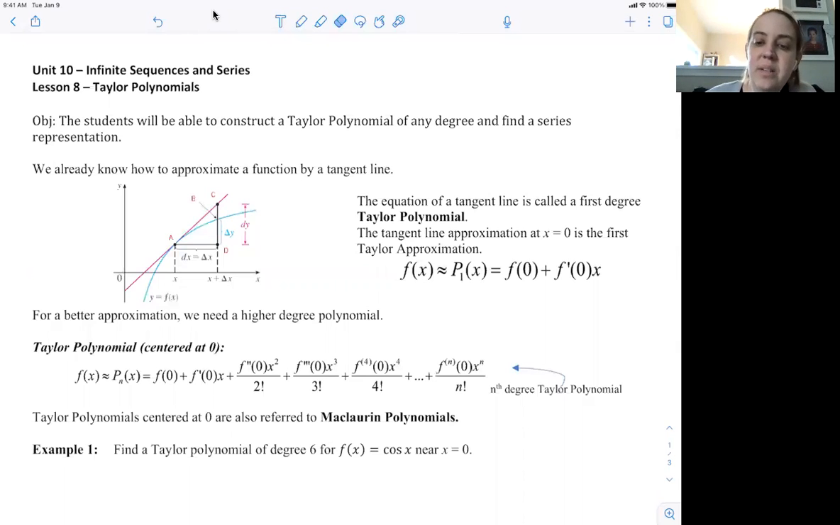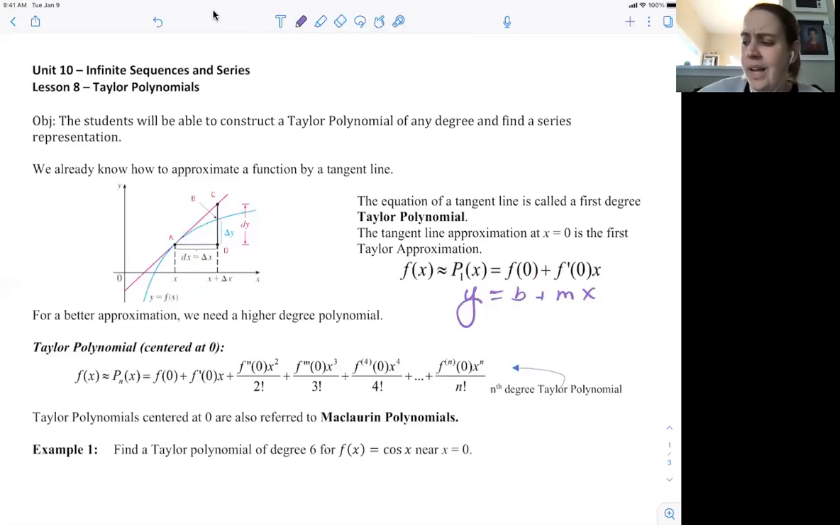The tangent line approximation at x equals 0 is the first Taylor approximation, which is written f of x is approximately, that's what that wavy equal sign is, p sub 1 for polynomial, which is what I've seen a lot of times, which is the function at 0 plus the first derivative at 0 times x. Really, this is y equals mx plus b. It's really y equals mx plus b. And we did a lot of this before.